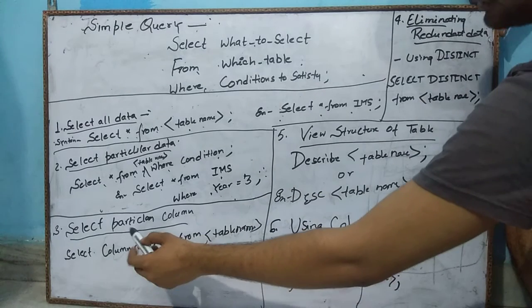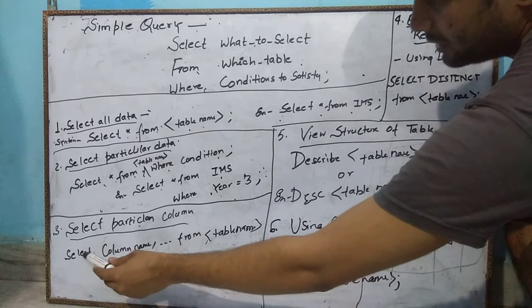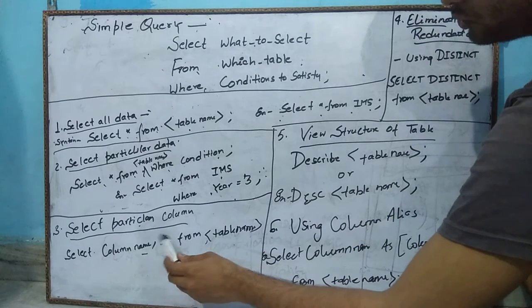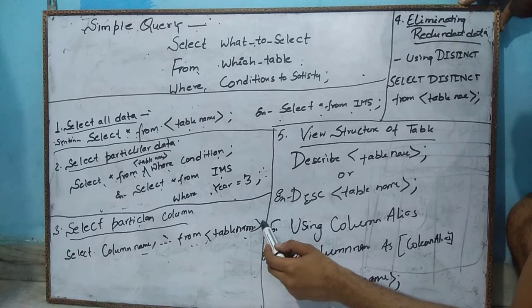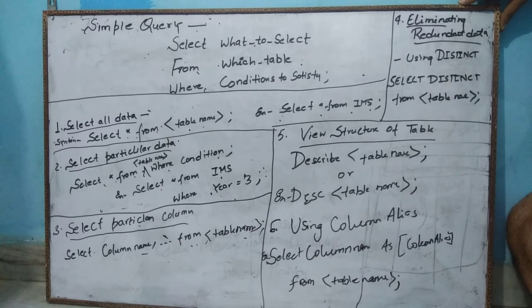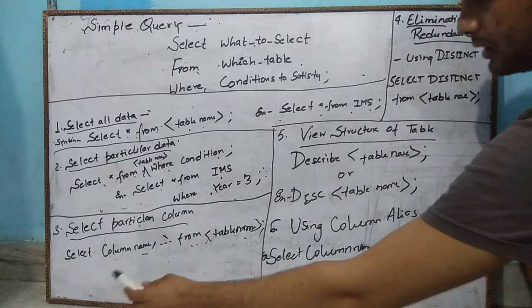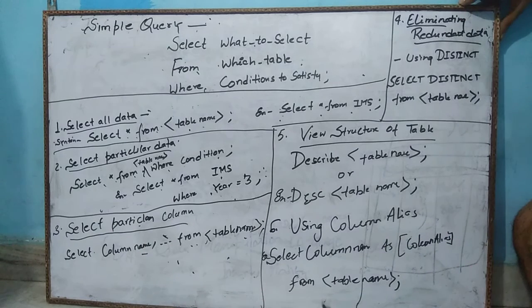Now number three is select particular column. If we want to show specific columns in a table, its syntax is select column name 1, column name 2, and so on from table name, separated with semicolon. For example, if you want to show from IMS, select SID, name from student.